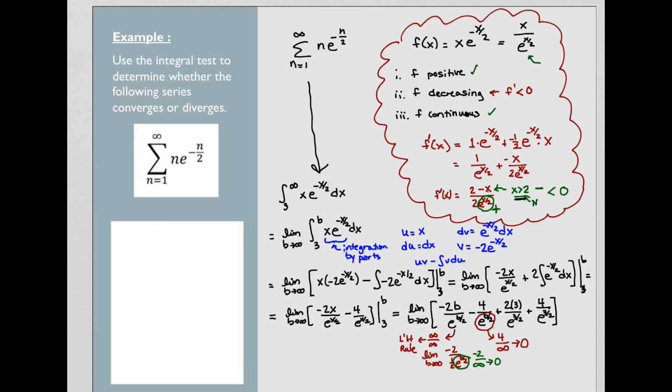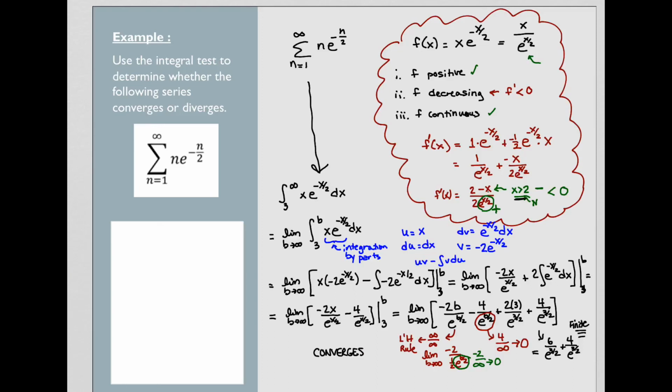So the first term goes to 0, the second term goes to 0, but the last two terms, well, those will converge to a finite number, right? 6 over e to the 3/2 plus 4 over e to the 3/2. So that's really 10 over e to the 3/2. But what's important is that this is a finite number. And we know that if an improper integral goes to a finite number, what does that tell us about the integral? That tells us that the integral converges.